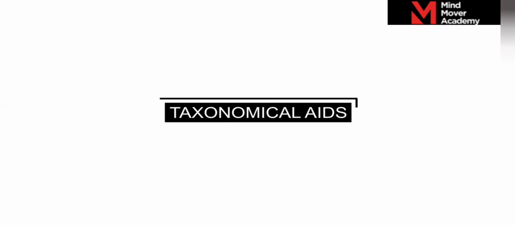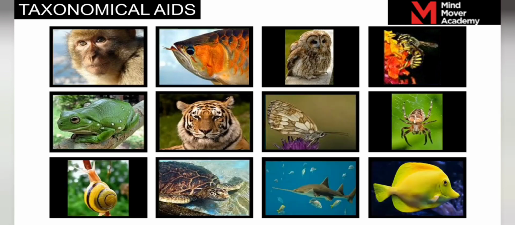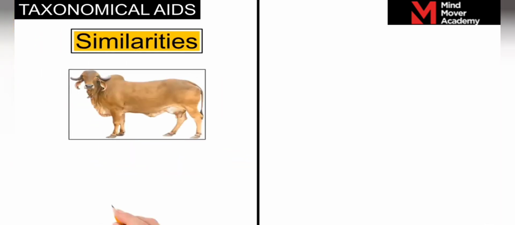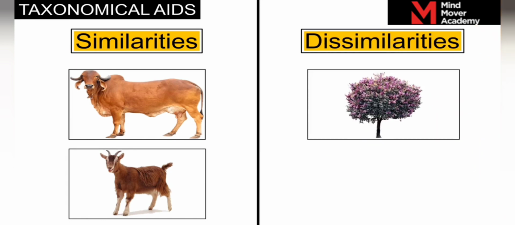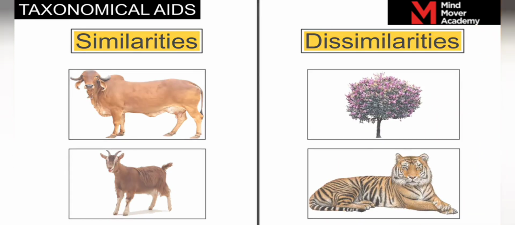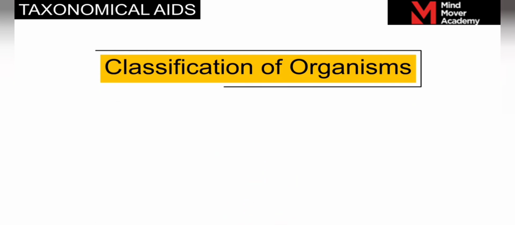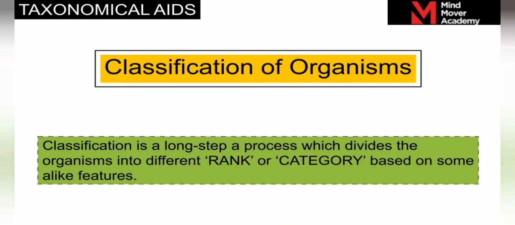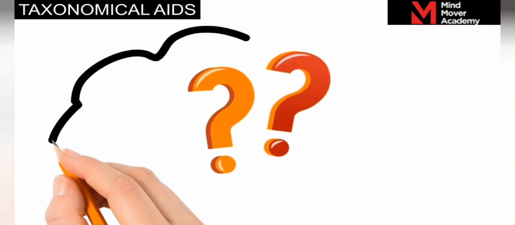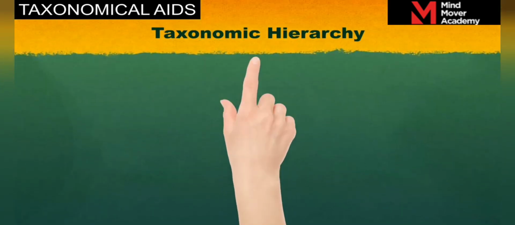Hello students, in our previous modules and classes we have studied how different organisms in this living world share similarities as well as dissimilarities. Yes, and that's where classification steps in. Classification is a long step-by-step process which divides the organisms into different ranks or categories based on some alike features. It simplifies our living world like magic. Isn't that fun?